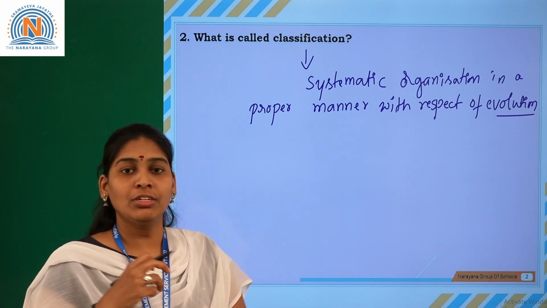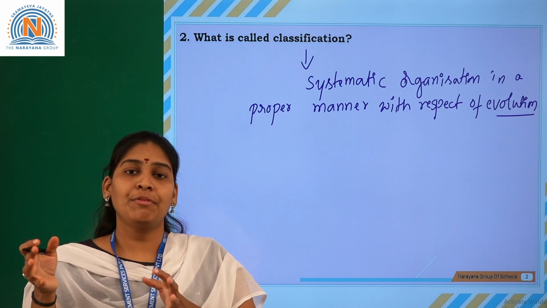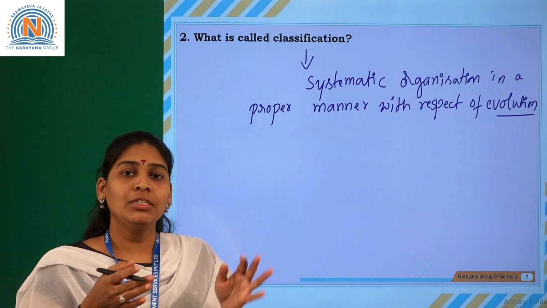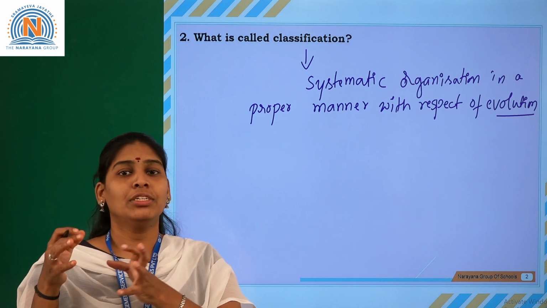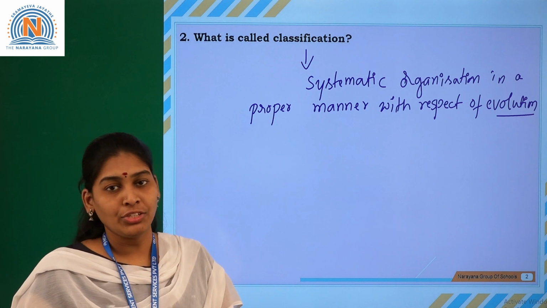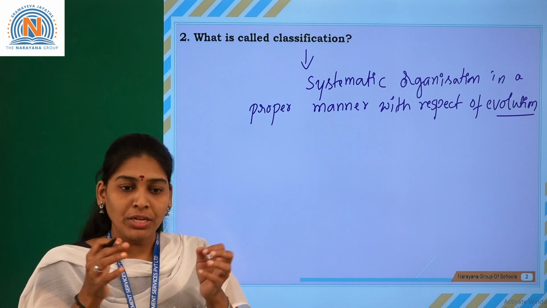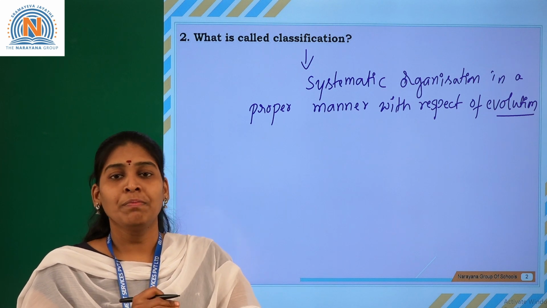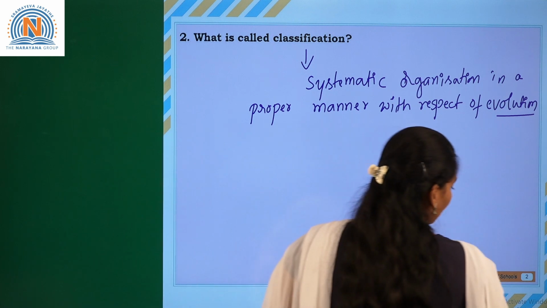Evolution is acquiring changes. So this modern man, how they have been formed, it has taken that many millions of years. All those changes we can call as evolutionary changes. So organizing all these organisms, grouping into the different organisms, we can call it a classification. Let us go for the next question.